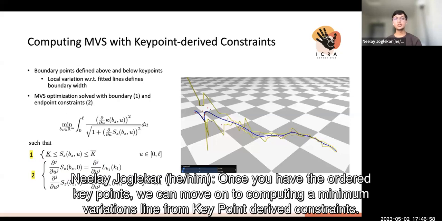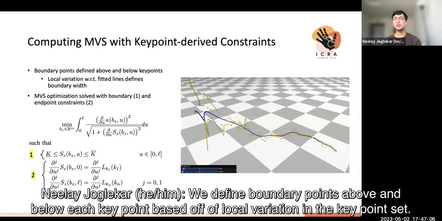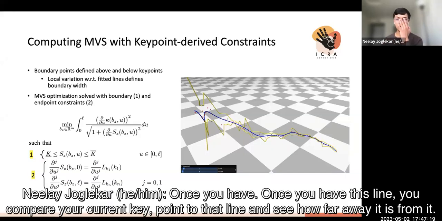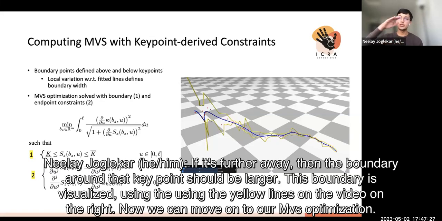Once we have the ordered keypoints, we can move on to computing a minimum variation spline from keypoint-derived constraints. We define boundary points above and below each keypoint based off of local variation in the keypoint set. This local variation is measured by taking a set of local keypoints around a single keypoint, and then fitting a line to this set. Once you have this line, you compare your current keypoint to that line and see how far away it is from it. If it's further away, then the boundary around that keypoint should be larger. This boundary is visualized using the yellow lines on the video on the right.